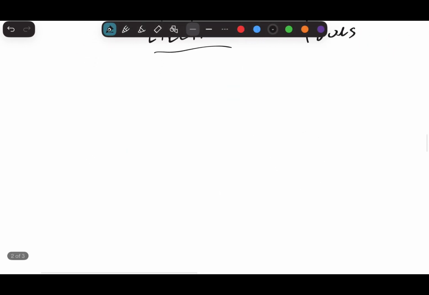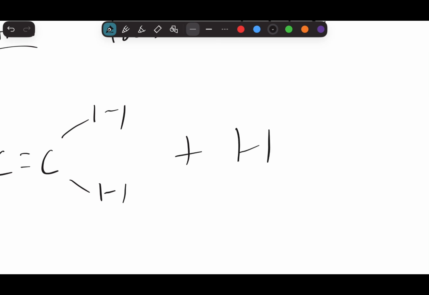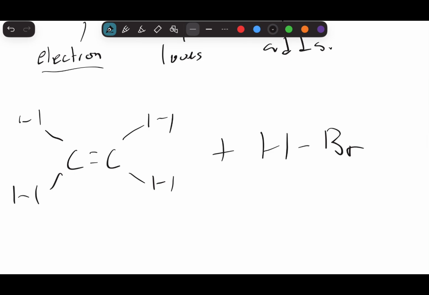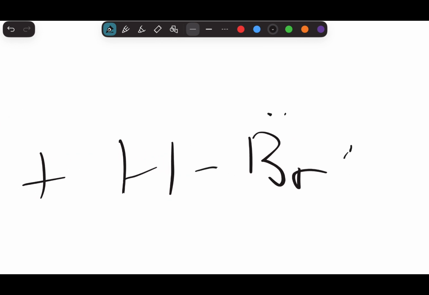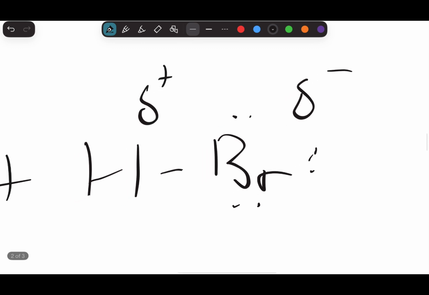So let's use ethene as an example, plus a hydrogen bromide. Okay, so this is a classic electrophilic addition reaction. Let's focus on the hydrogen bromide first. We know that bromine has lone pairs, so this would be partial negative, and this would be partial positive.